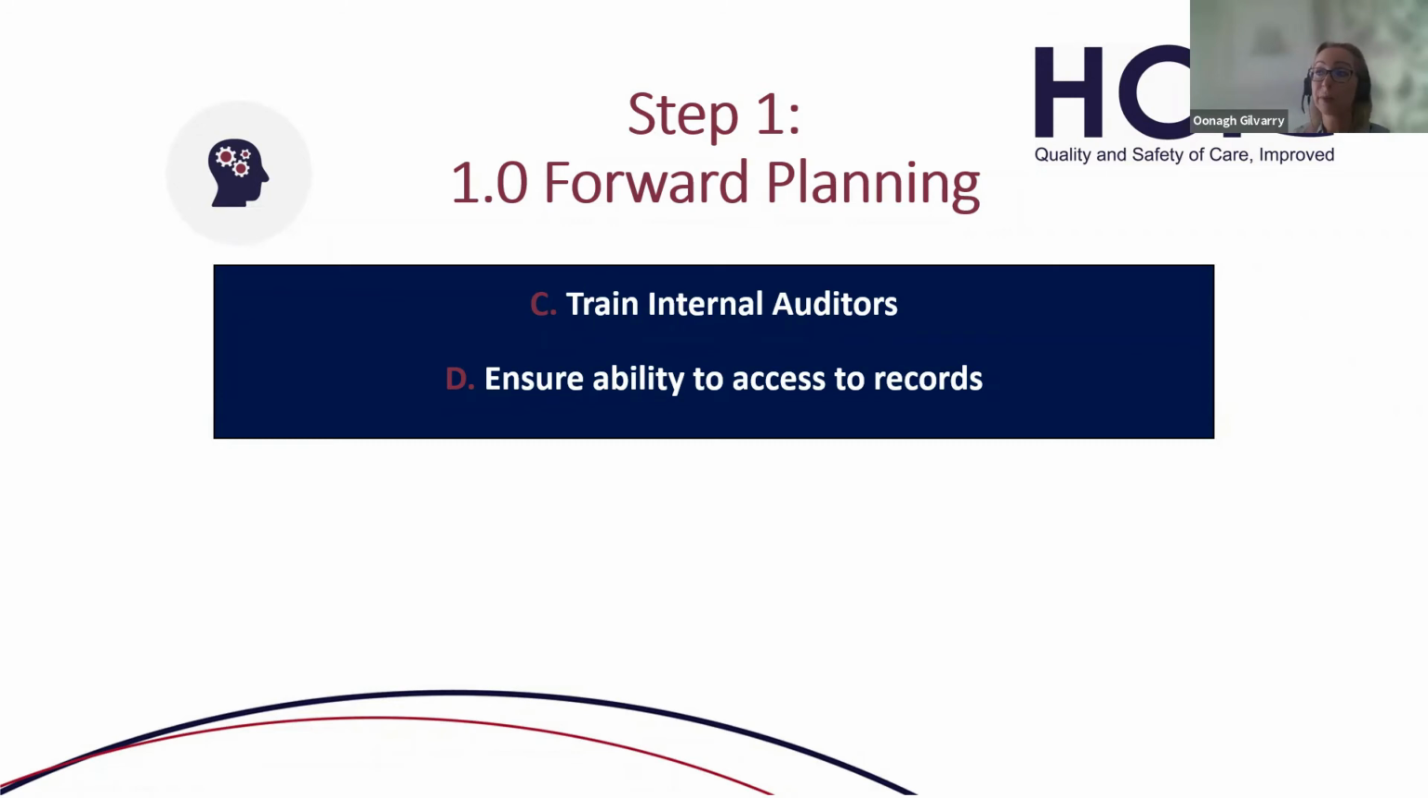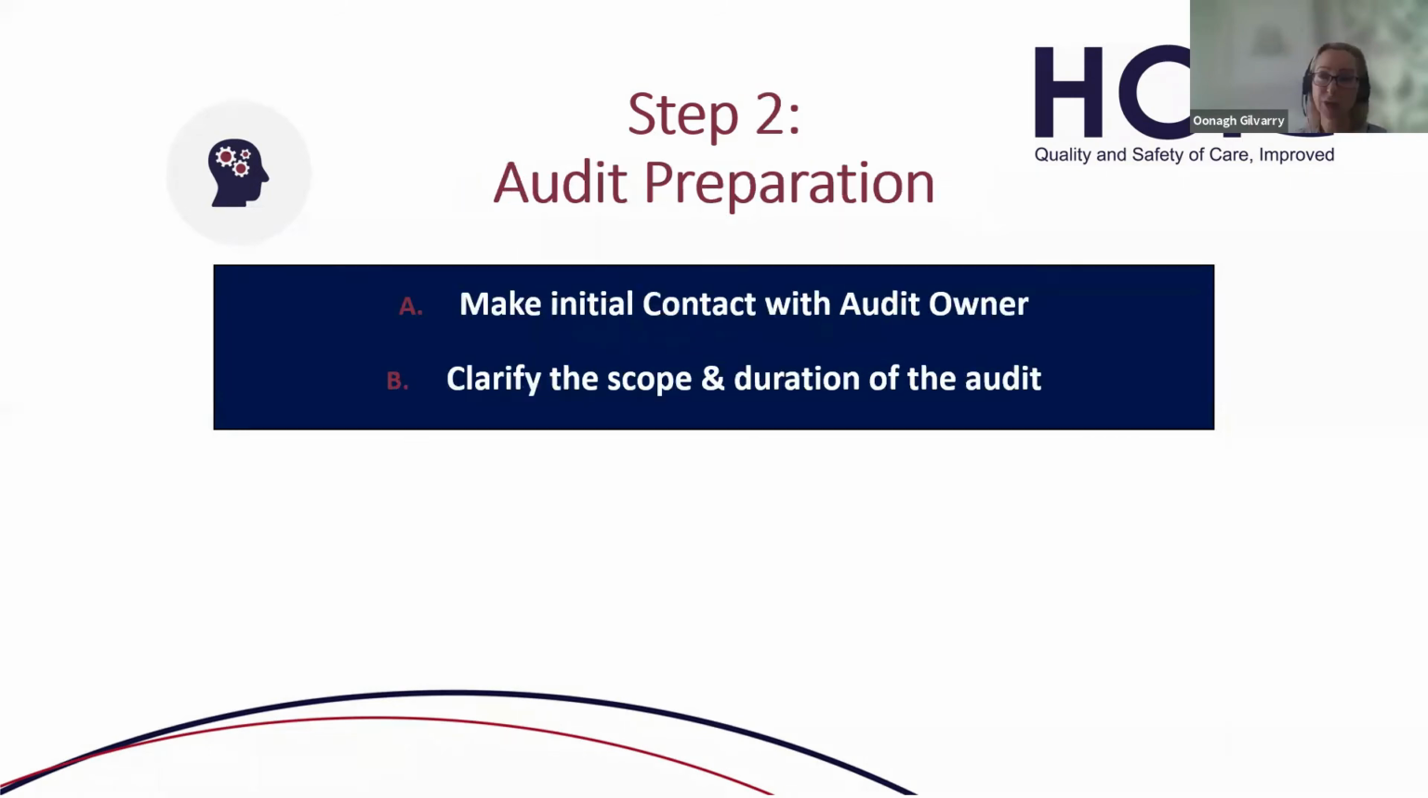Ensure that they have the ability to access the records. If you are giving somebody the power to complete an auditing process, obviously make sure that they can access the records. When we go to step 2 in our audit prep, the auditor should make contact with the owner.